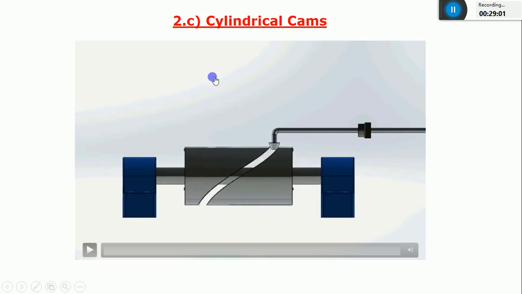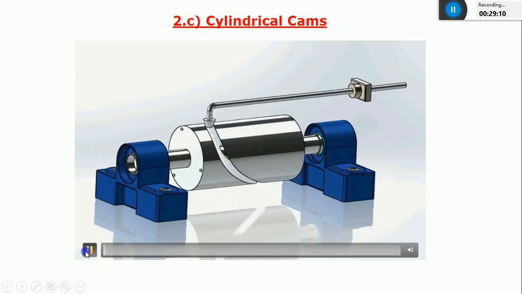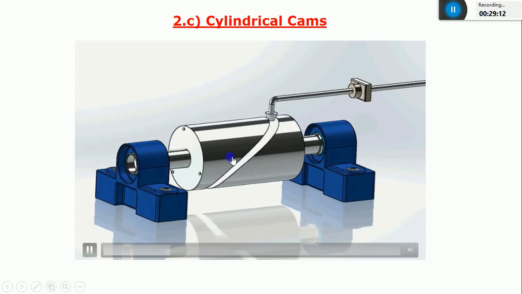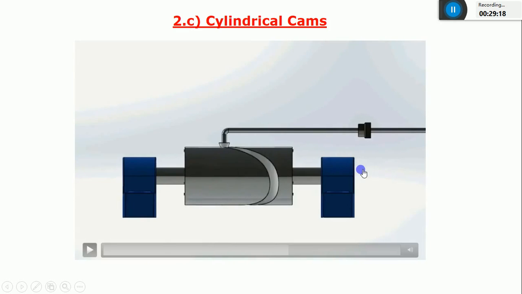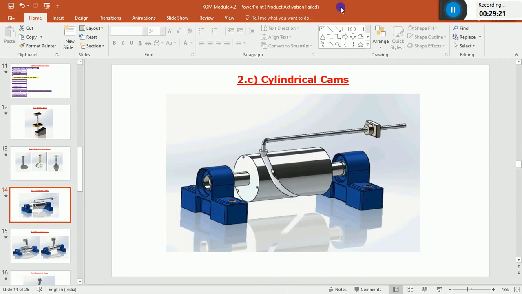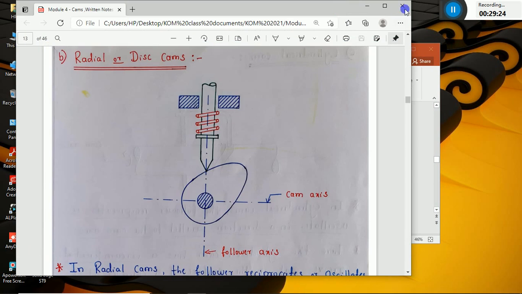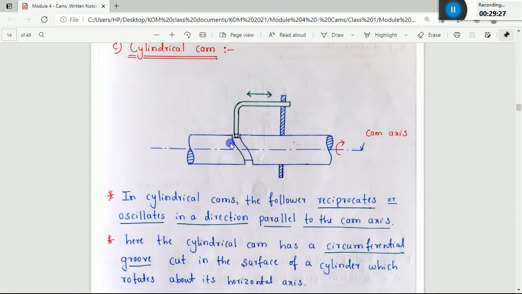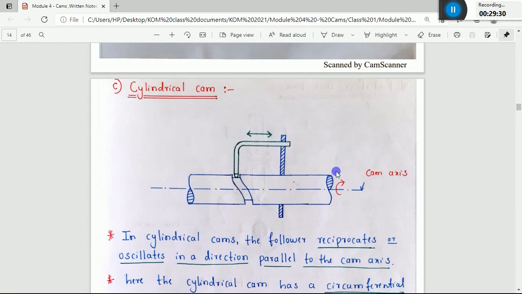As I said, based on the shape of the cam, this is the third classification, that is the cylindrical cam. Why is it called a cylindrical cam? The shape of this cam is in the form of a cylinder with a groove, and hence I call it a cylindrical cam. If you want the actual sketch of this cylindrical cam, it is the same thing. This is the axis of this cylindrical cam. It is rotating about its own axis, and the output motion is translatory or in a linear direction.